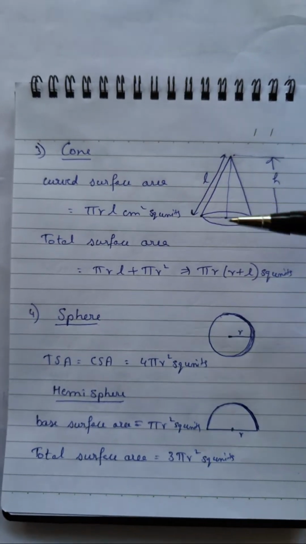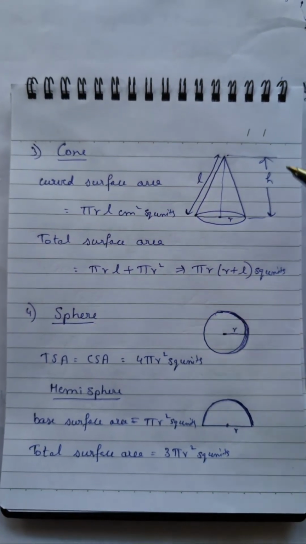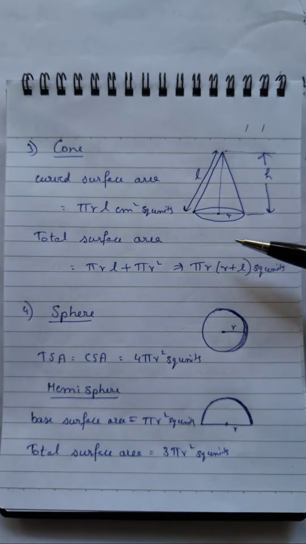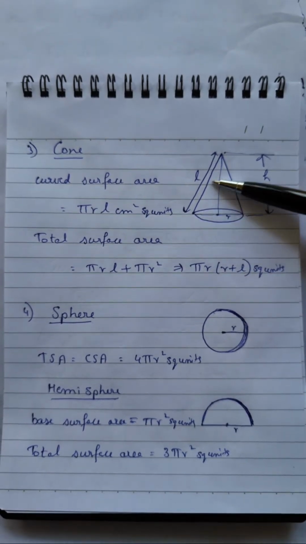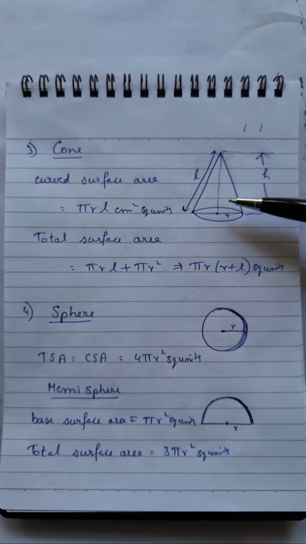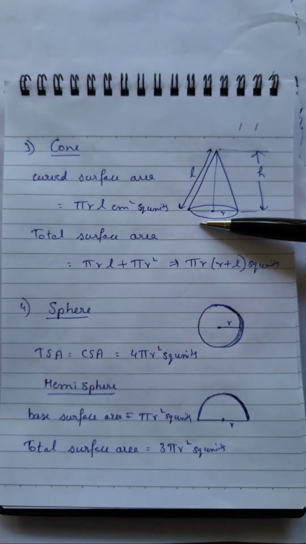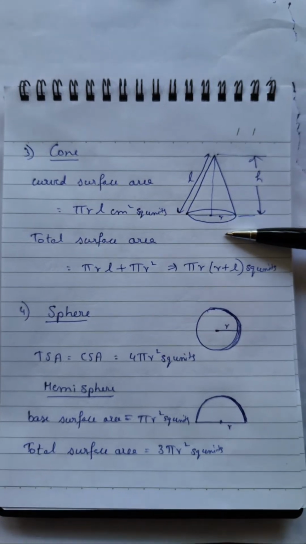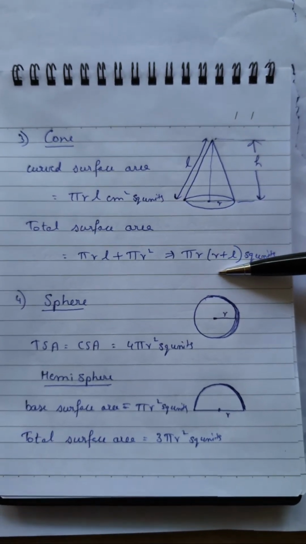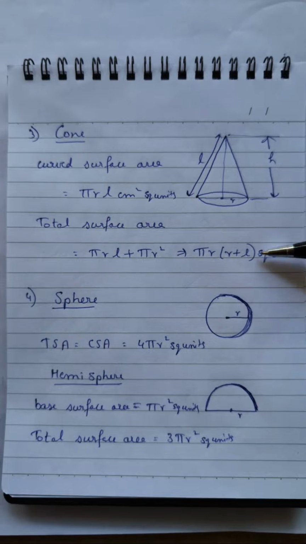So the curved surface area formula is pi R L square units, whereas total surface area, as I mentioned, you have to consider the curved surface as well as the bottom part, so it will be pi R L plus the bottom part. Here it is a circle, so pi R L plus pi R square. So the total area will become pi R into (R plus L) square units.